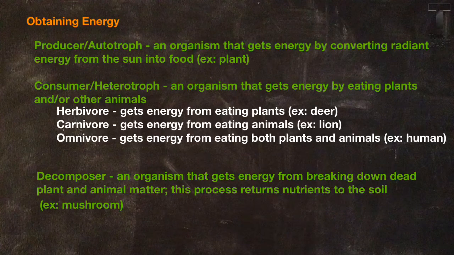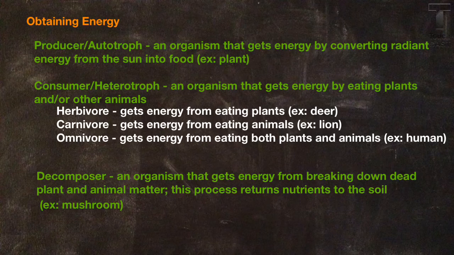Now, where do organisms get all of this energy? Well, all living things must get energy from food. Plants use photosynthesis to convert radiant energy into chemical energy, and animals get energy from what food they eat. Now, living things in an ecosystem can be classified by how they obtain energy. So we have producers, consumers, and decomposers. Now, producers can also be called autotrophs, and these are organisms that get energy by converting radiant energy from the sun into food. So these are your plants.